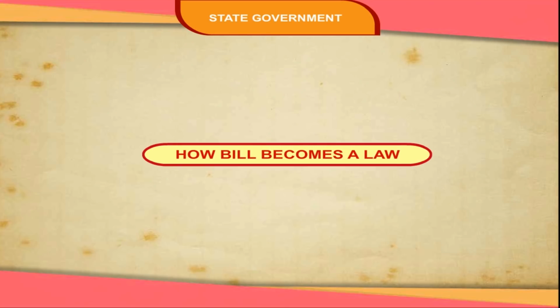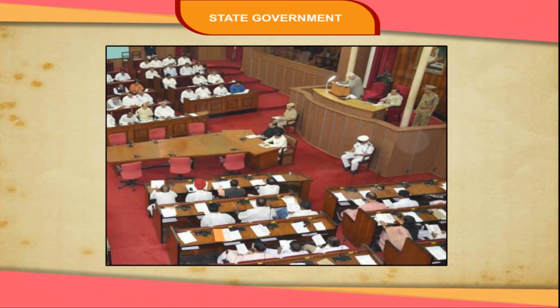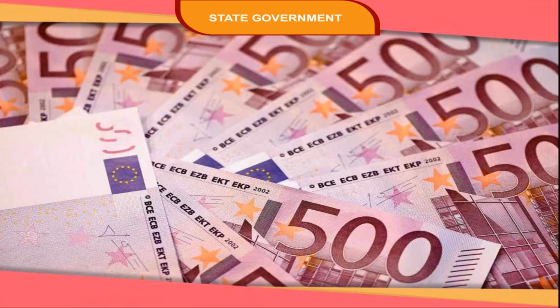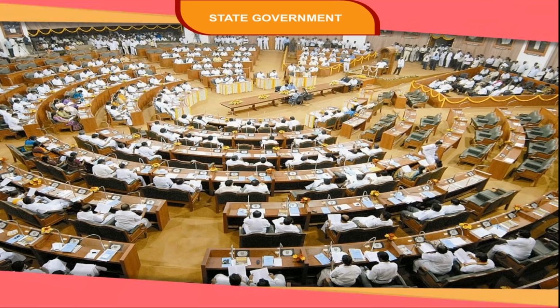How a bill becomes a law. A proposal to make law is called a bill. A bill can be of 2 types, ordinary bill and money bill. Ordinary bill relates to daily administration, whereas money bill relates to imposing of taxes or spending money from the treasury. An ordinary bill can be introduced in either of the 2 houses, whereas a money bill can only be introduced in the Legislative Assembly.